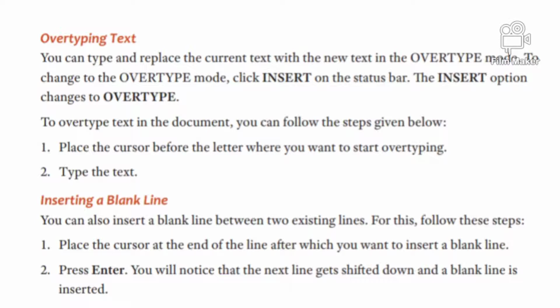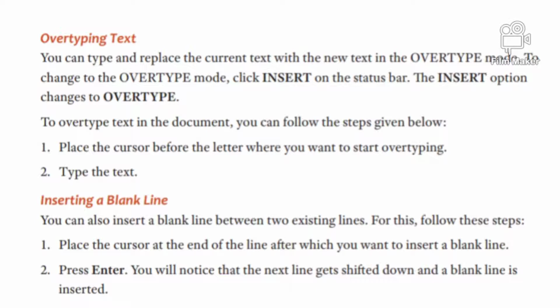So what you have to do? You have to go to the status bar and click on the insert button. Then what is going to happen? The insert option is going to change into overtype mode, and then overtype mode is selected and you can do the overtyping work. So to overtype text in the document, you can follow the steps given below. You have to follow certain steps.